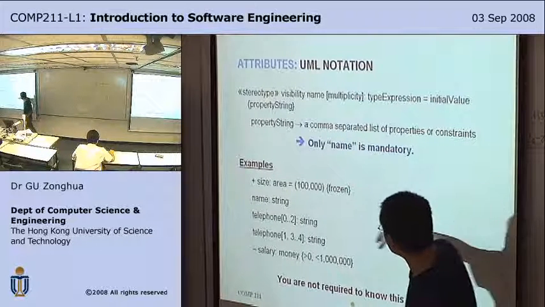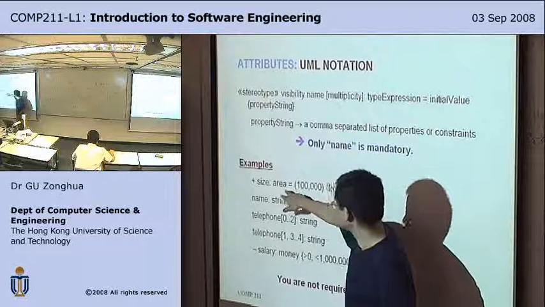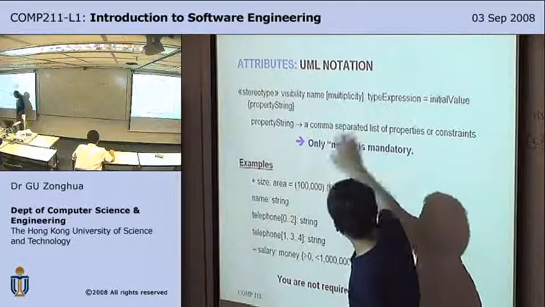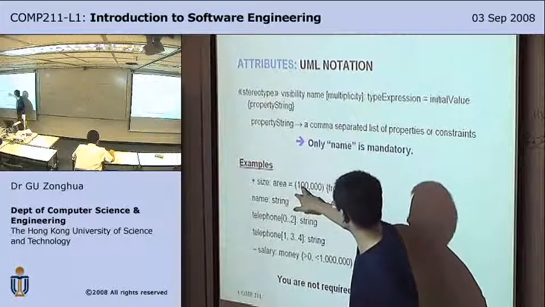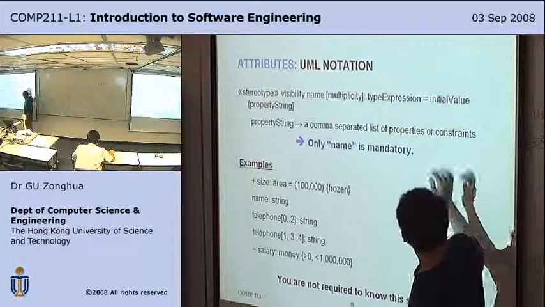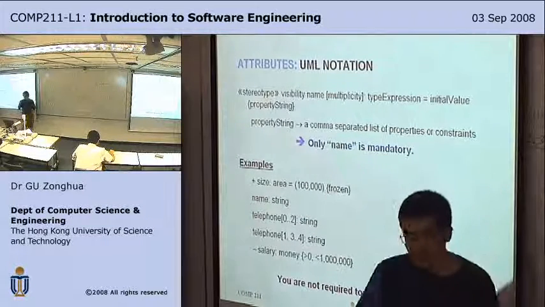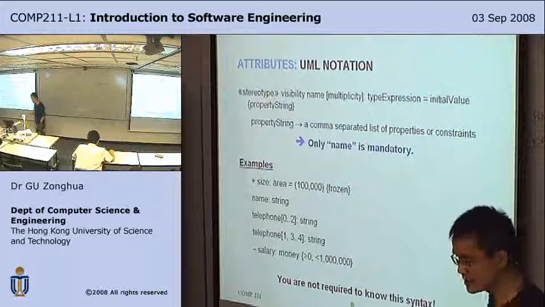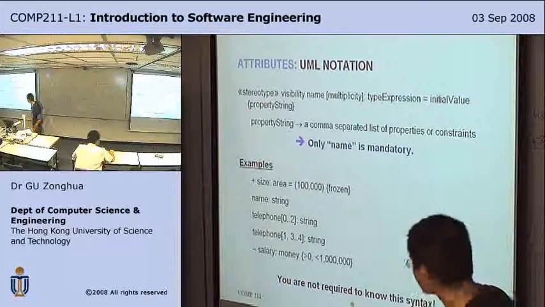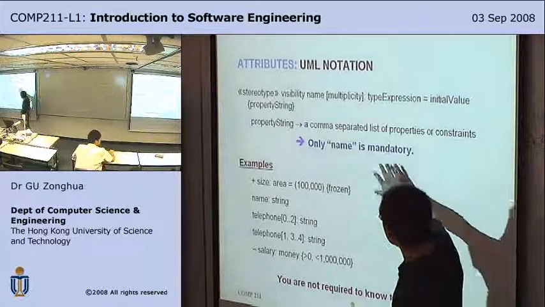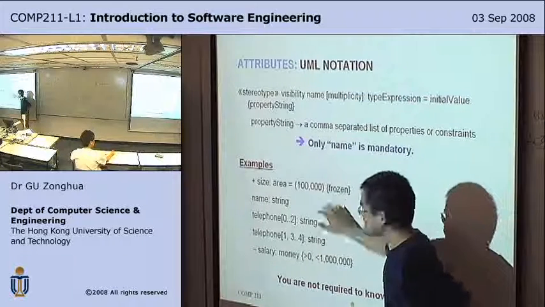So, for example, this guy's size is of type area. Its initial value is 100,000. And then parentheses property string could be frozen, could be add only, could be something else. The only name is mandatory in UML. All the other parts can be omitted.